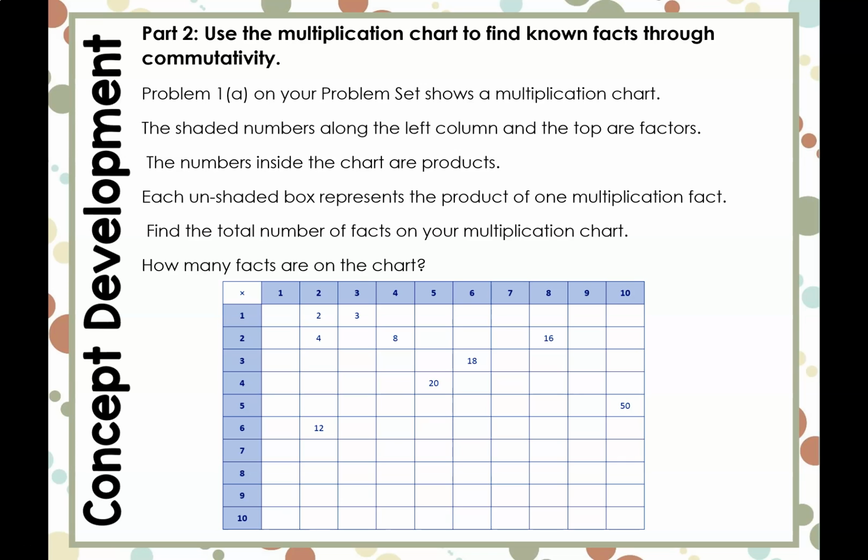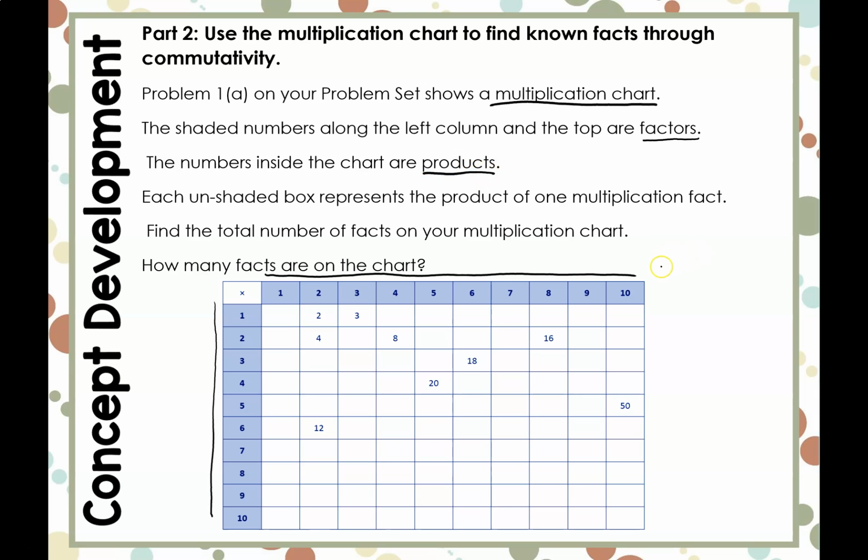Okay, so as you can see, problem 1 on your problem set shows what's called a multiplication chart. So if we look at the chart on lesson 1, problem 1, the shaded numbers, they're blue on my screen, but on your page I think they're gray. The shaded numbers along the left column, so right here, and the top are factors. So those are the numbers you're multiplying together. The numbers inside the chart are the products.